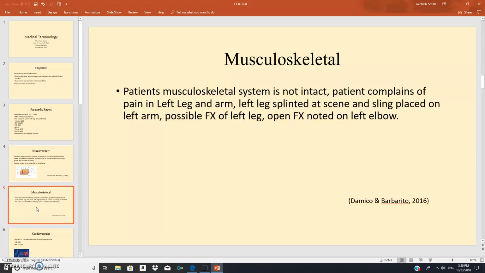Musculoskeletal. Patient's musculoskeletal system is not intact. Patient complains of pain in left leg and arm. Left leg is splinted at scene and sling was placed on left arm. Possible fracture of the left leg, open fracture noted on the left elbow.